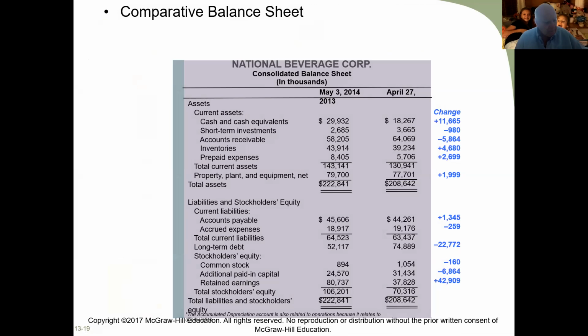So here we go. We're taking a look here at the two balance sheets. Here are the differences, okay? Cash, as we know, went up 11,665. Short-term investments went down 980, and accounts receivable, we mentioned, went way down 5,864.